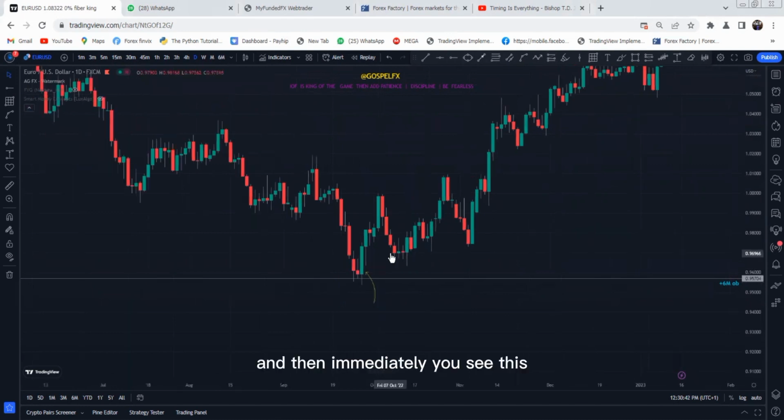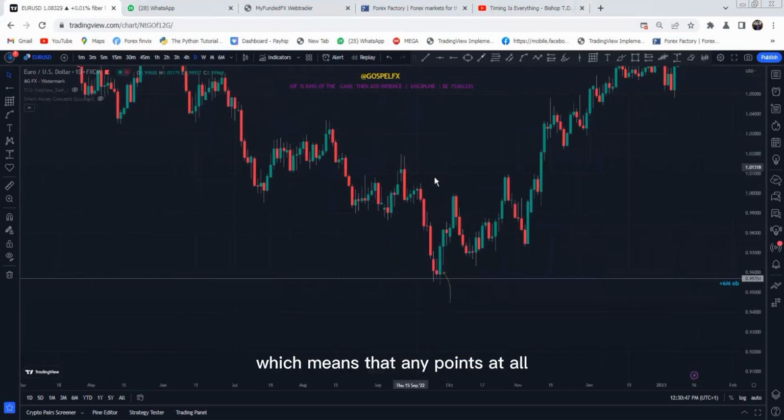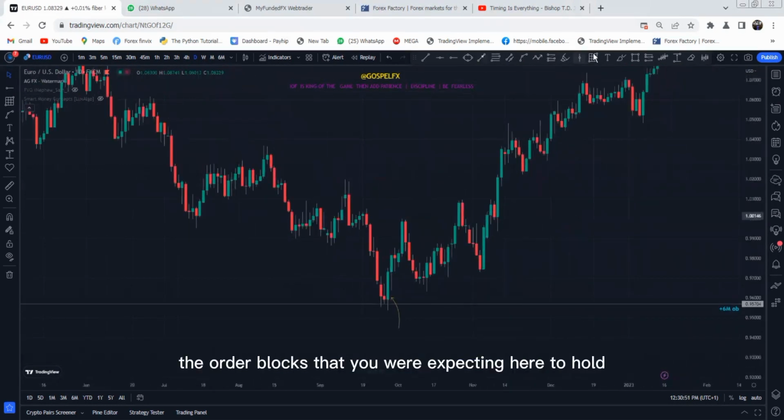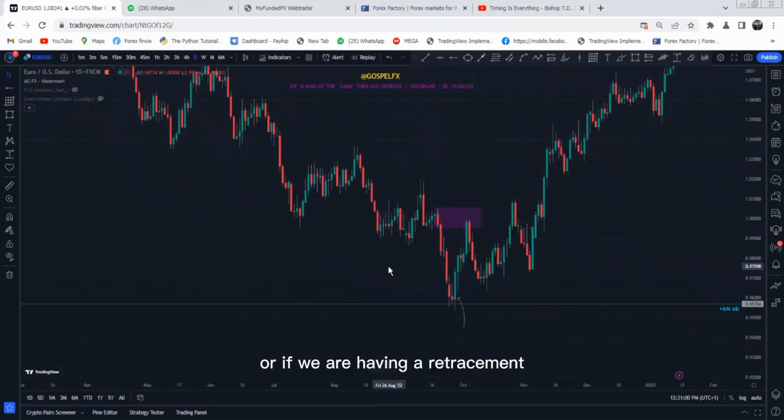We saw this, and then immediately you see this, you know that the narrative is changing, right? Which means that at any point, the other blocks that you were expecting to hold are not going to hold again for long. Why? Because IOF from a higher time frame is, or even we are having a retracement from a higher time frame, which means that for the short term, our daily or our lower time frames are going to be bullish.